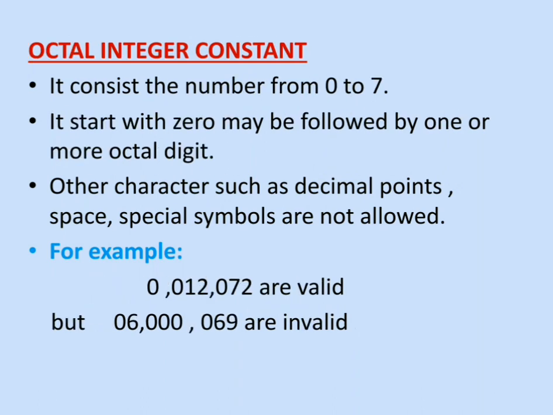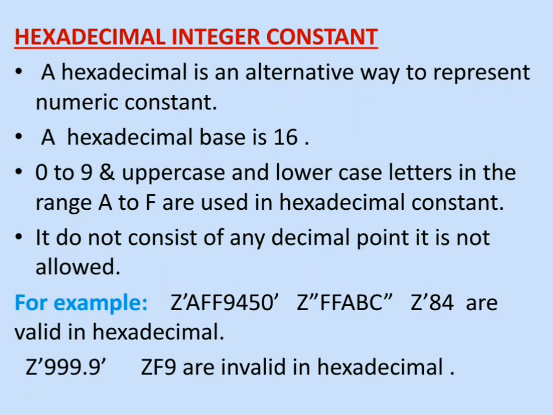The second type is octal integer constant. It consists of numbers from 0 to 7. It starts with 0, and may be followed by one or more octal digits. Other characters such as decimal points, spaces, special symbols are not allowed. For example, 0, 012, 072 are valid, but 0600, 069 are invalid. And the third is the hexadecimal integer constant.